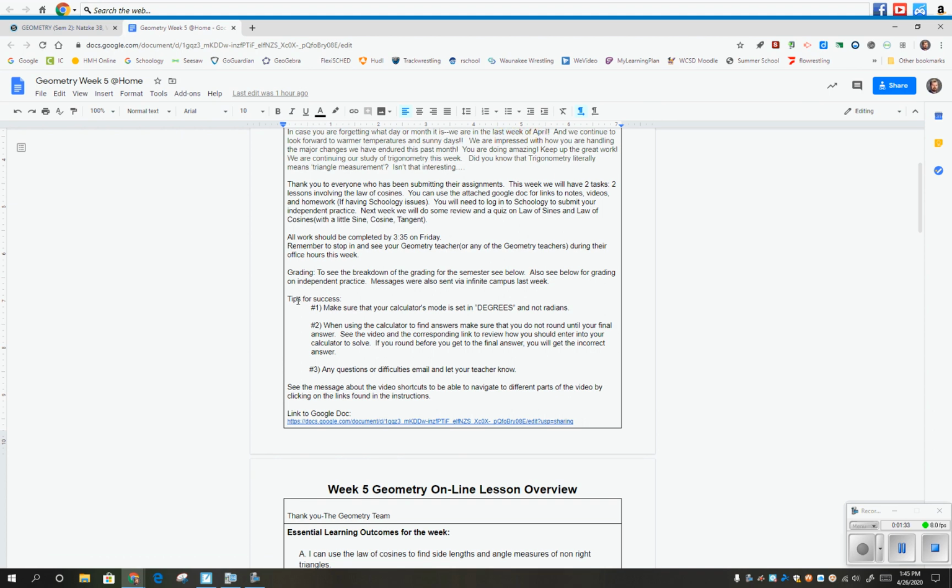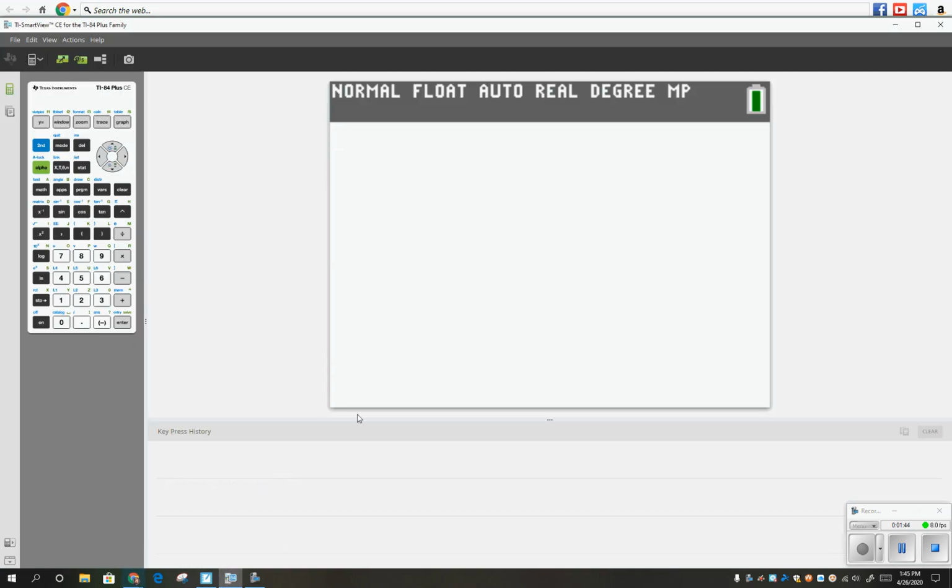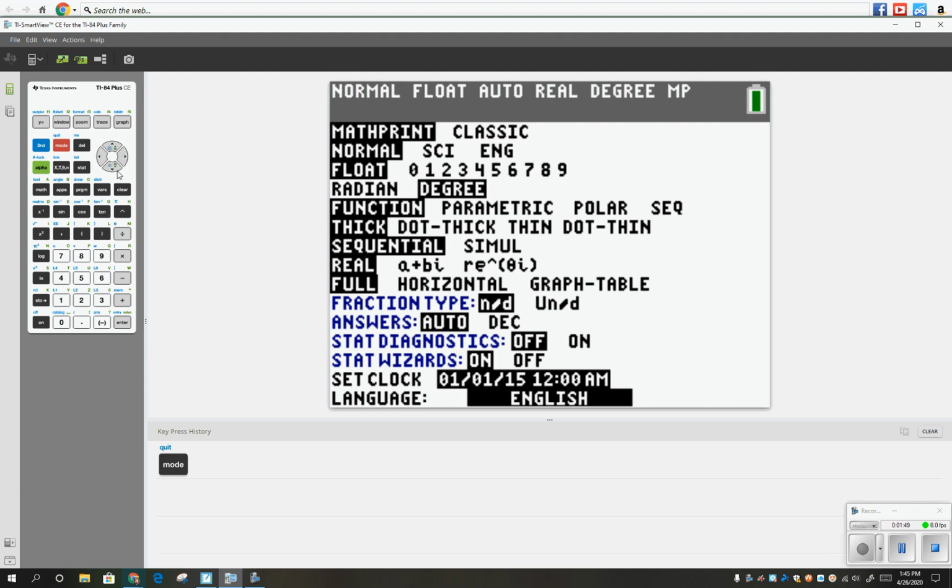One of the big things I'm going to make mention of, some of the tips for success: make sure your calculator is in degrees and not radians. I have been seeing some people get some wrong. So go to your calculator, mode, and degrees needs to be highlighted. Mine already is in degrees, but scroll down to it. If it's not, you have to hit enter. Once you click on it and scroll below, make sure degrees is highlighted. That's how you make sure your calculator is in degrees, because if you're not in degrees, everything will be wrong.